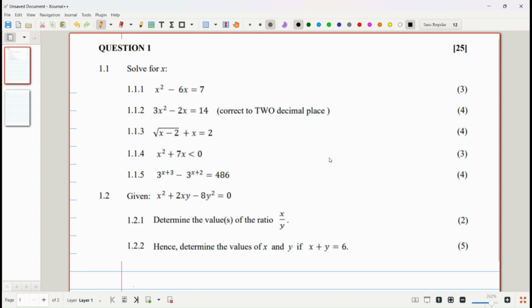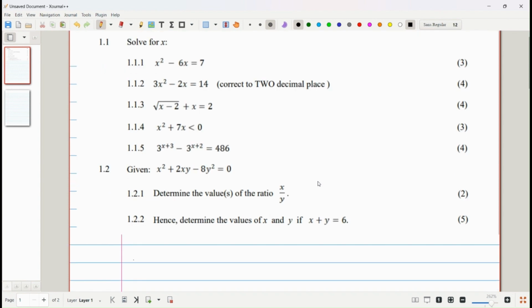This question is taken from the grade 11 June exam paper 1 that was written in 2019. So when we look at the first question, 1.1, we have 1.1.1. It says x squared minus 6x equals 7.